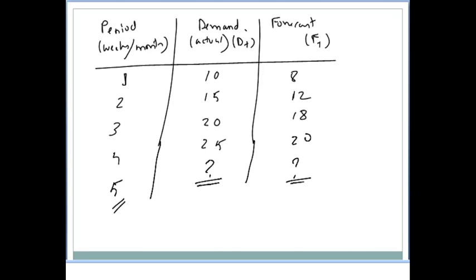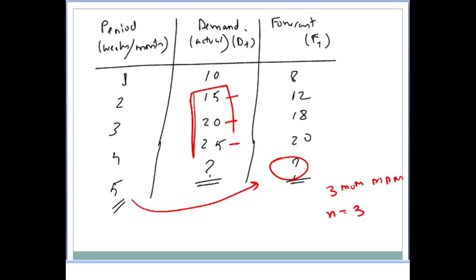In the case of simple moving average, we have been asked to find the 3-month moving average, so the n value will be 3. We are asked to find the forecast for the fifth month. Since we are given 3 months, we will consider the previous three actual data. Remember that we have to consider actual data for this. So 25, 20 and 15 will be considered.